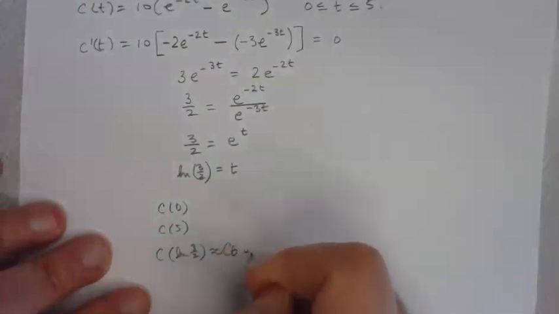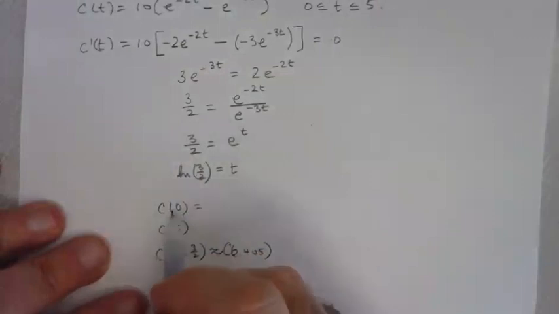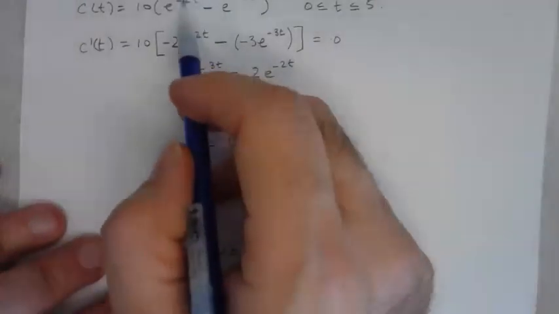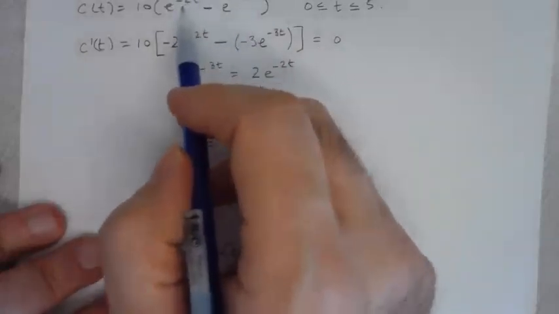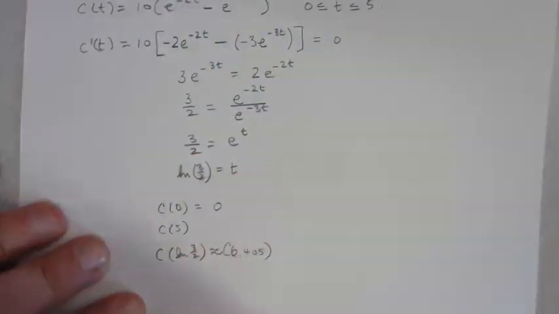Oops, c at 0.405. Okay, c at 0 is pretty easy because, of course, e to the 0 is 1. So 1 minus 1 is 0. So that's just going to be 0.